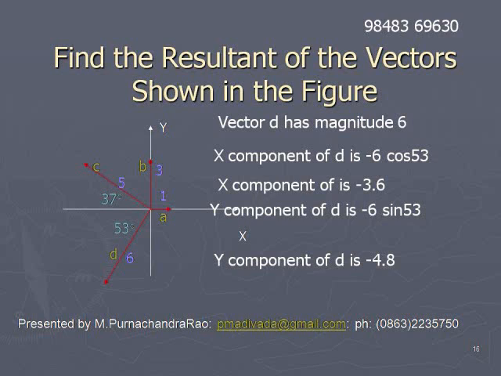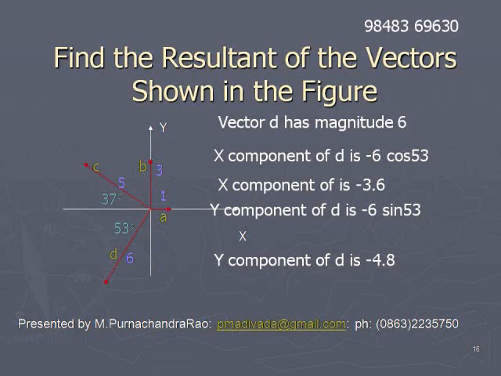But cos 53 is 3 by 5. Hence, minus 6 into 3 by 5 on simplification becomes minus 3.6. Sin 53 is 4 by 5.